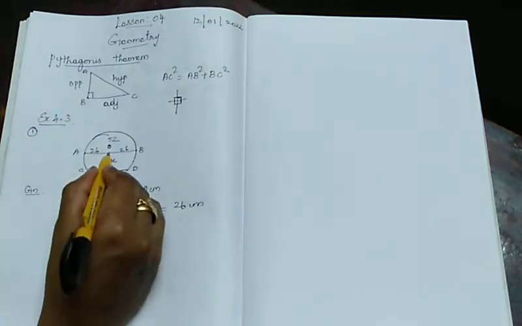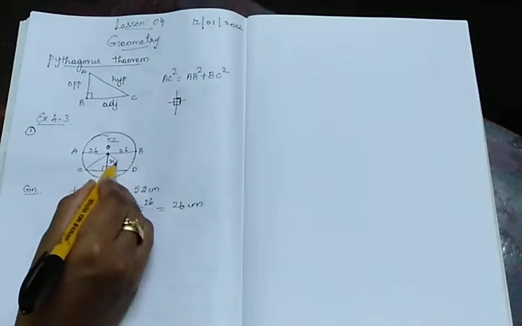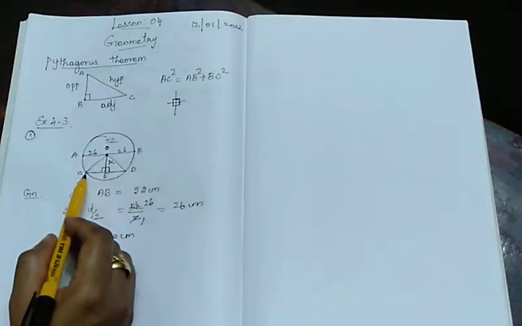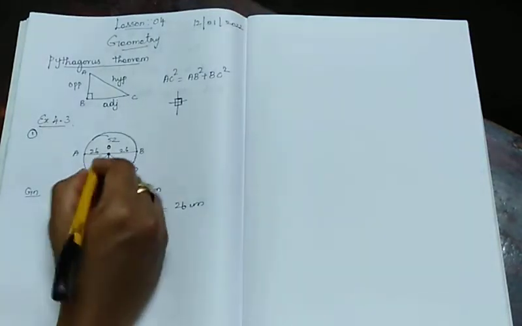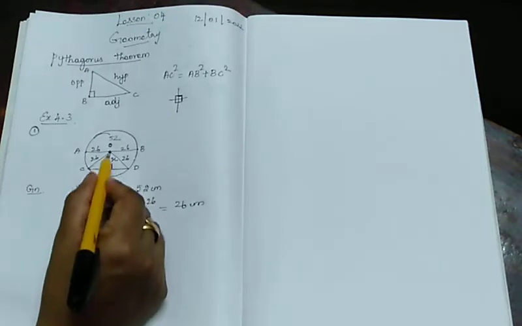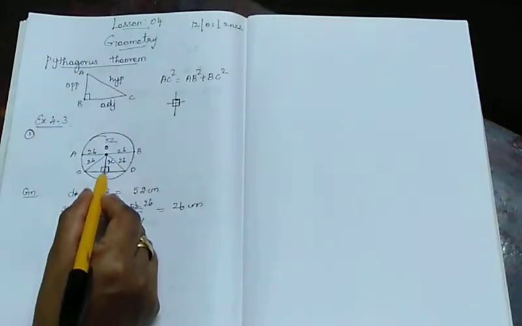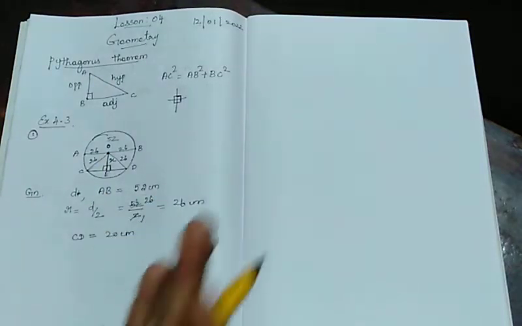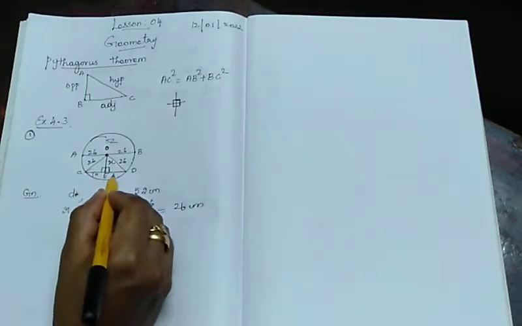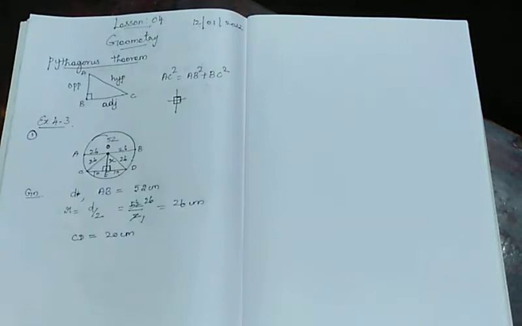Now let's join OC and OD. What are OC and OD? From the fixed point, they touch the boundary, so they are radii, which are 26 and 26. Since the perpendicular from the center divides the chord into two equal parts, CE is 10 and ED is 10, half of the total 20. Now we need this x value.